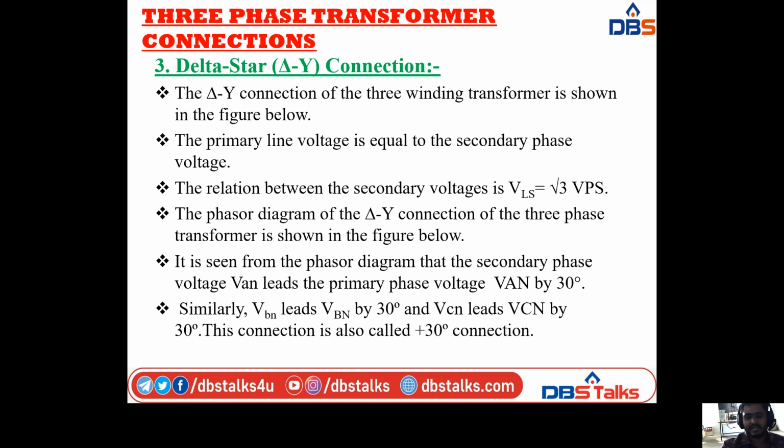That is, the secondary line voltage is equal to root 3 times the primary phase voltage. That is the phasor diagram of the delta to star connection of the three-phase transformer shown in the diagram.